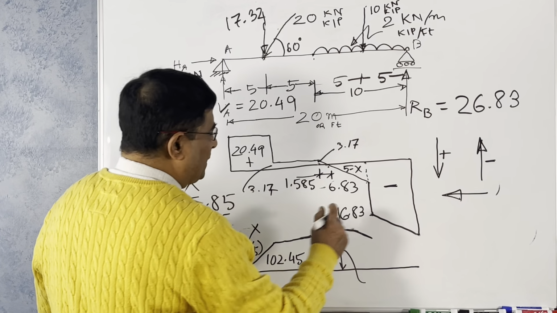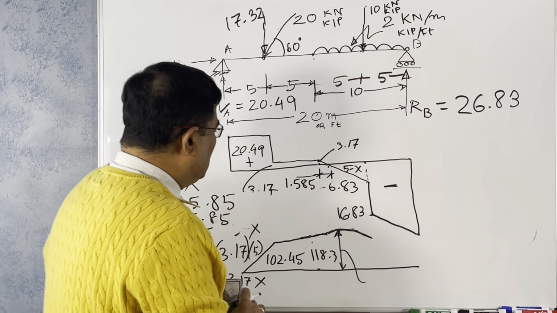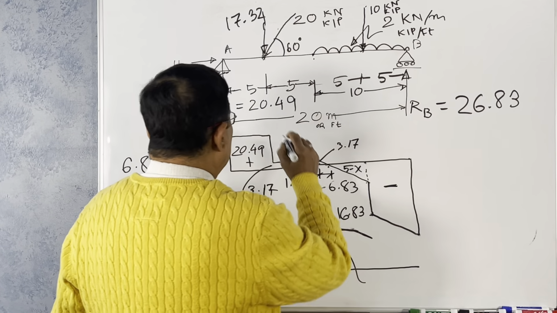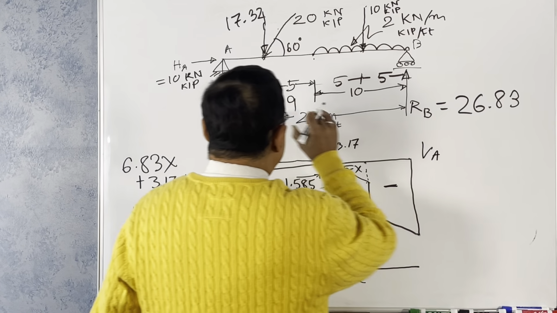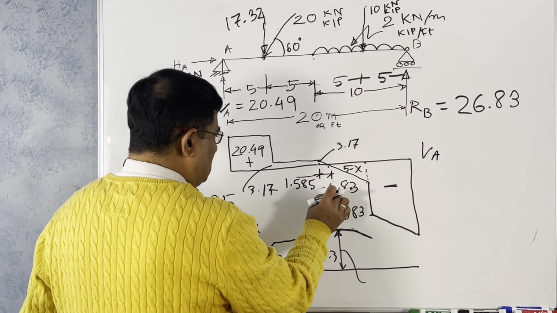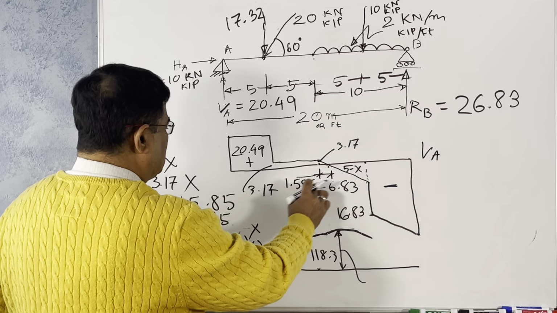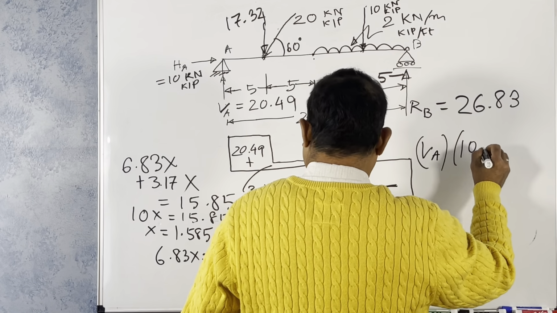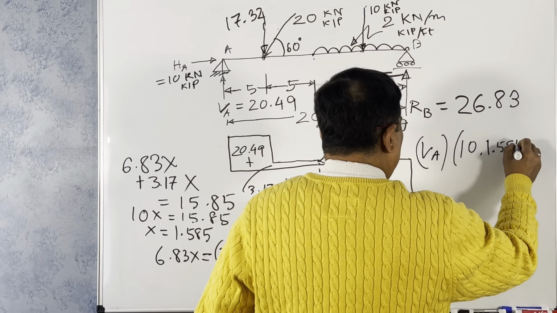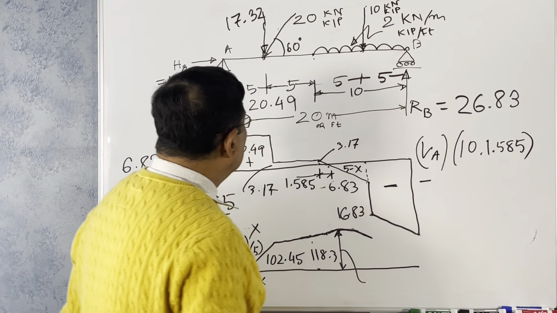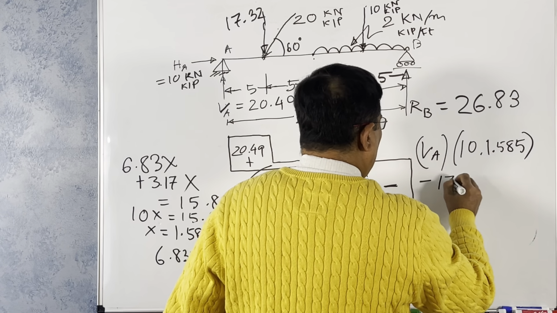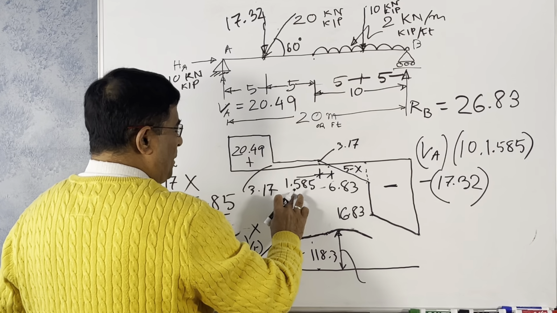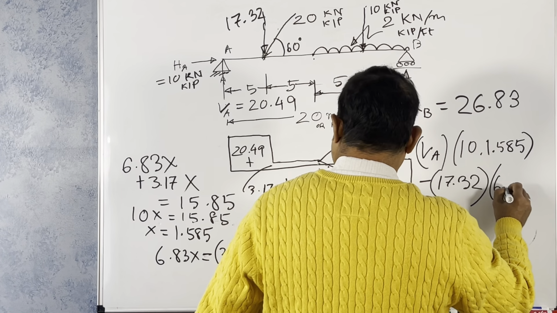So now what is the moment there? The maximum moment, we can easily calculate that. So this is VA times 10 plus this distance. This distance is 1.585. VA times 10 plus 1.585, minus 17.32 times, from here, 5 plus 1.585, it is 6.585.